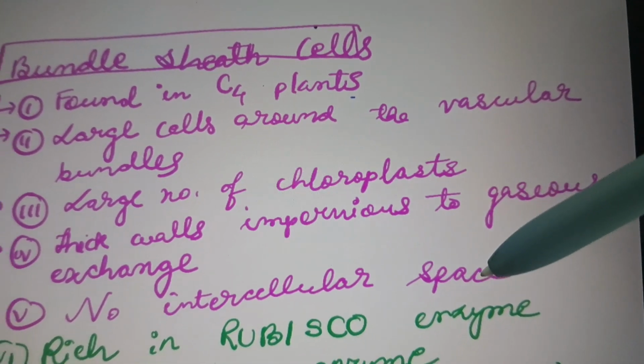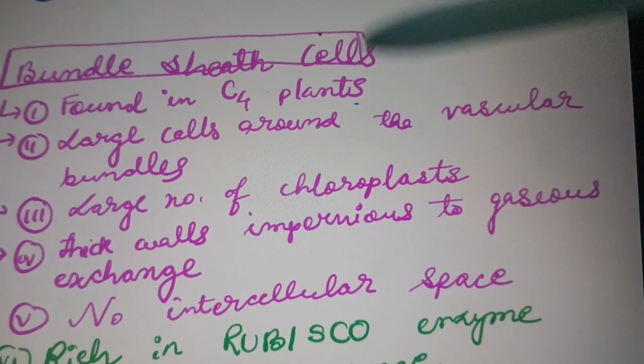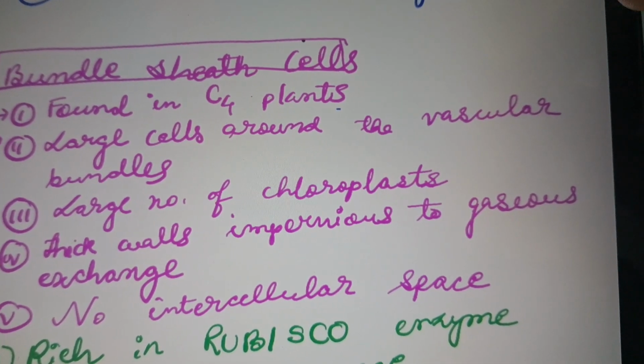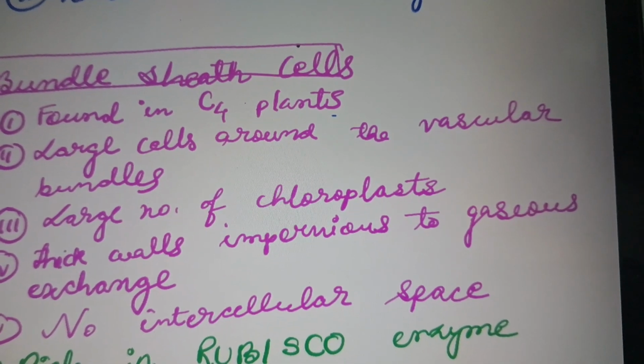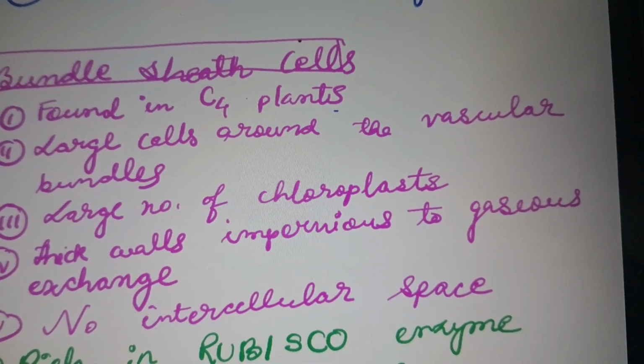So now all the acids that were produced in the mesophyll cells, be it oxaloacetic acid, aspartic acid, or malic acid, are all 4-carbon acids.